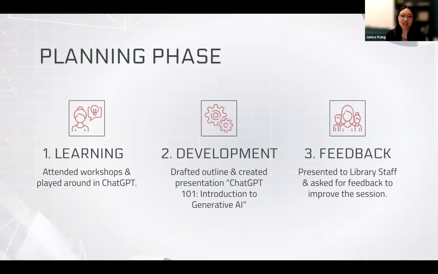So then I kind of went into my planning phase of how to develop this workshop for our learners. And the first phase was kind of my learning. And since ChatGPT was launched in November of 2022, that was really when my learning also started. And I was very fortunate because I have a partner and he works in IT. So he told me, keep an eye out on this. This is big. This is going to change a lot of things.